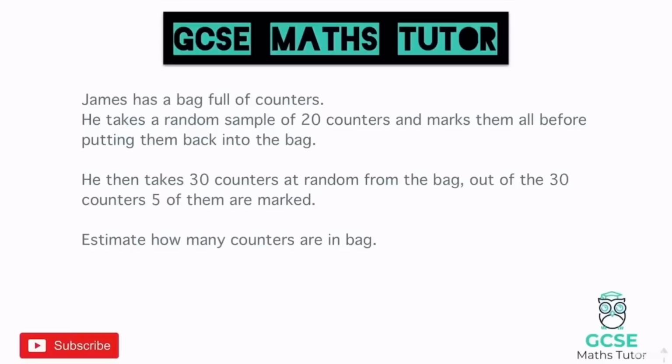Now if we just make a few statements, because we're going to assume that the sample is proportional to the next one that he took, or to the rest of the counters in the bag. So initially, he takes a sample of 20 counters out of, we don't know. That's what we're trying to work out, so let's call that 20 over x. On the next time, he takes a sample of 30 and 5 of them are marked. So we'll say that's now 5 out of 30. Previously it was 20 that were marked out of something we don't know. But we are going to assume that these are proportional.